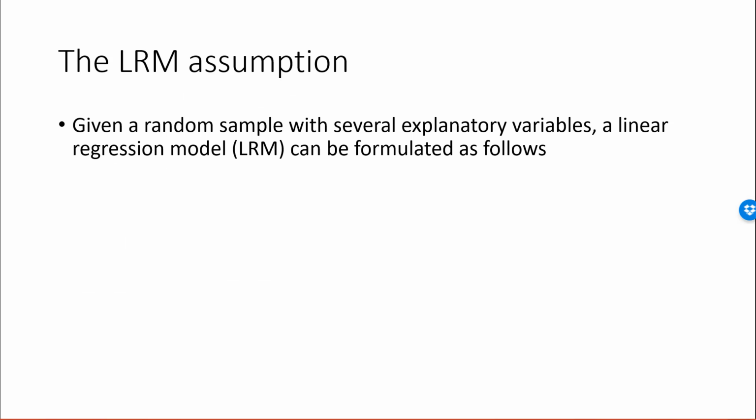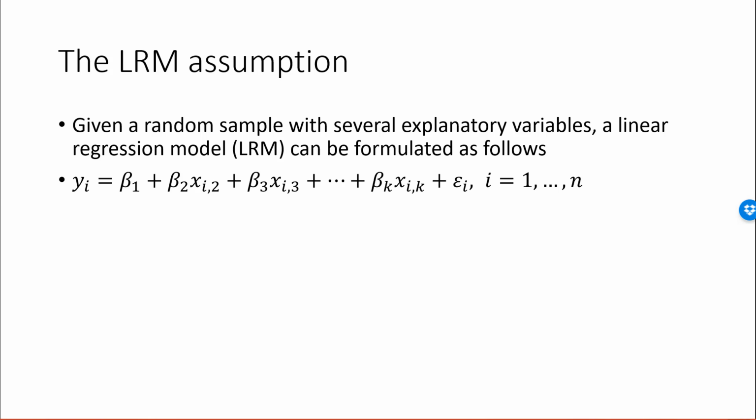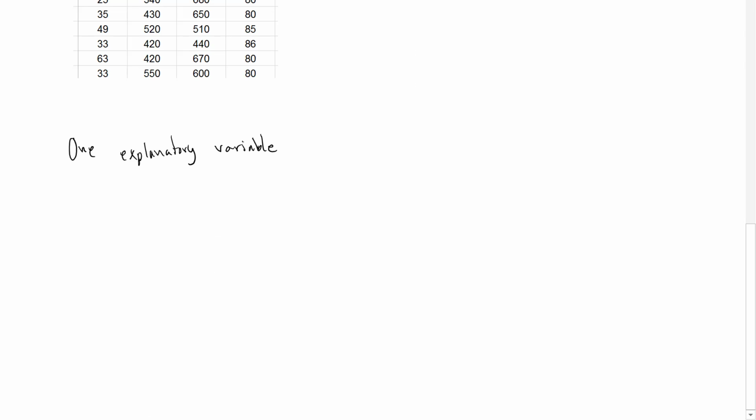Right, so random sample, one dependent variable and several explanatory variables. Then we formulate the linear regression model as follows, and it looks a little bit nasty to begin with, but it's actually not so bad once you get used to it. Let's try to break this apart a little bit.